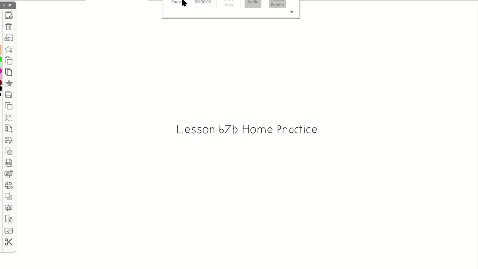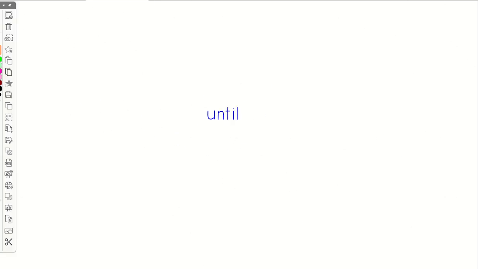Time for lesson 67B, home practice. Read the word. I'm going to read starting left to right. Rock it, rocket. Left to right. That's where my mouth stops. First syllable, then till, until.